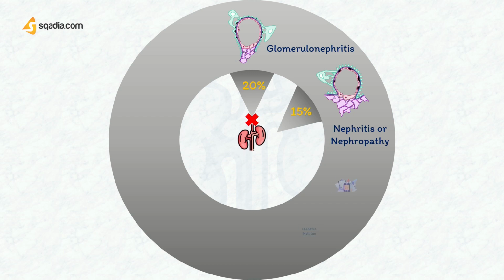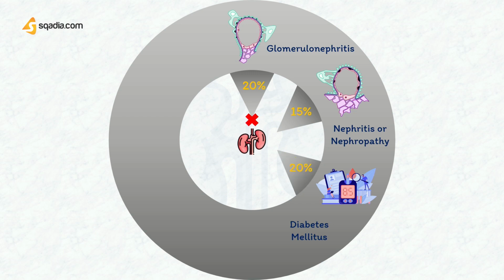Now, CKD can even occur due to diabetes mellitus in 20% of patients. This occurs because the high levels of sugar in the blood damage the millions of tiny filtering units within each kidney, which were our glomeruli. Another reason could be polycystic kidney disease in 10% of patients. Polycystic kidney disease is actually an inherited disorder in which clusters of cysts develop primarily within your kidneys, causing your kidneys to enlarge and lose function over time.